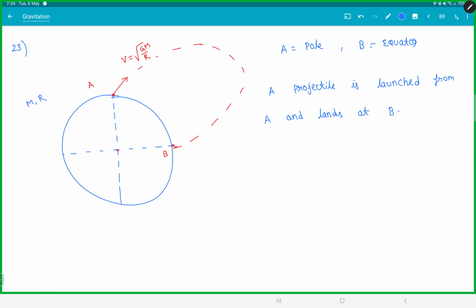So how much time will it take for it to go from A to B? It's a pretty good one. This will be a good advanced question, maybe an integer question or a single choice question. This is the data, that's it. We don't have any more data. You are launching with the speed of root GM by r from the pole and you go and land on the equator. Mass of the planet is m and radius r. How much time will it take to go from A to B?